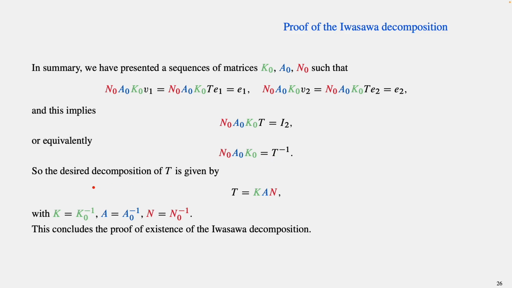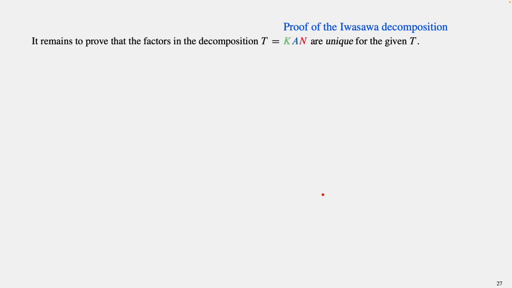So we have found our desired Iwasawa decomposition. It is simply given by T equal to K, A, N, where K, A, N are just the inverses of K0, A0 and N0 respectively. And you can verify immediately that if you multiply this by this, then the K0 and K cancel out, the A0 and A cancel out, and the N0 and N finally cancel out, and we get the identity. Now, this concludes the proof of the existence of the Iwasawa decomposition. And what remains to prove is that these factors are actually unique for the given matrix T. This is a bit more technical, less geometrical than the existence proof.